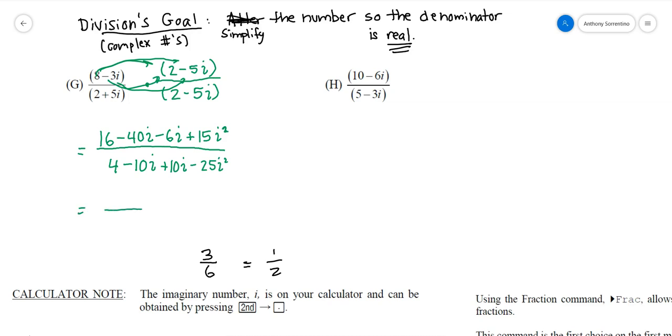So I'm going to have 16. Negative 4, a negative 40i minus 6i is going to be a negative 46i when I combine those like terms. The 15i squared really shouldn't be part of this. 15i squared is the same thing as negative 15.